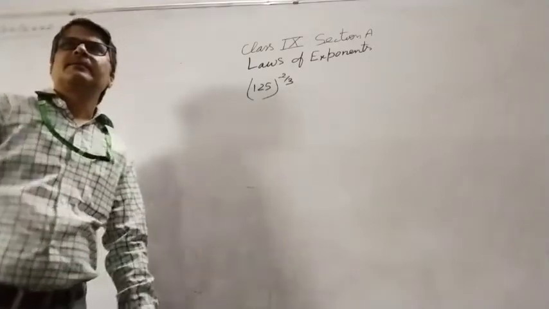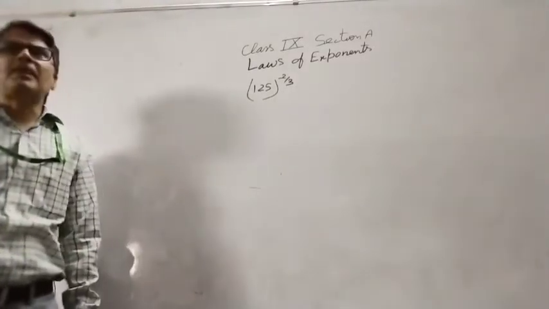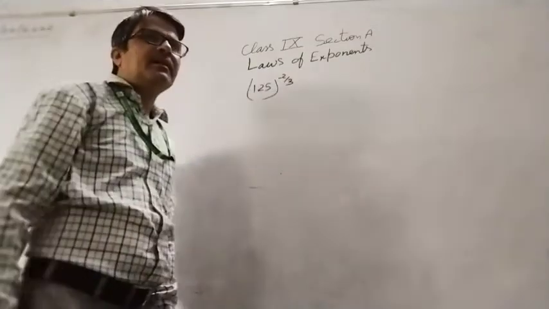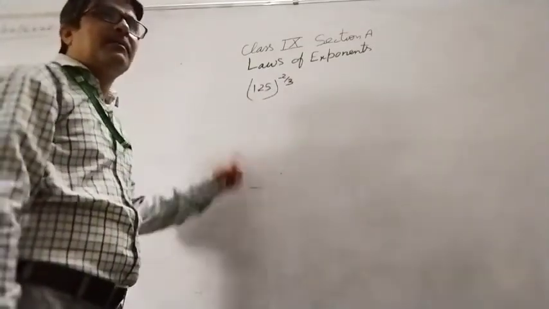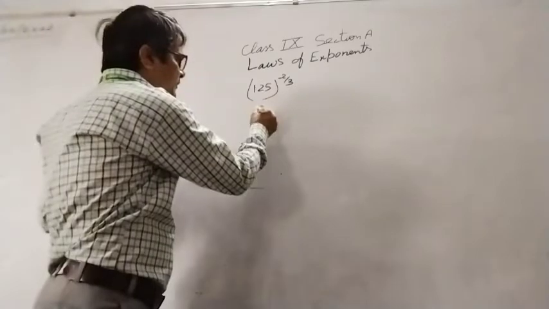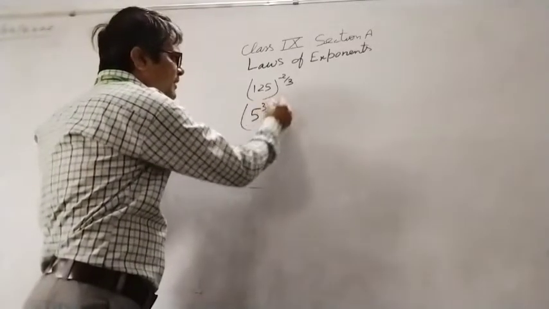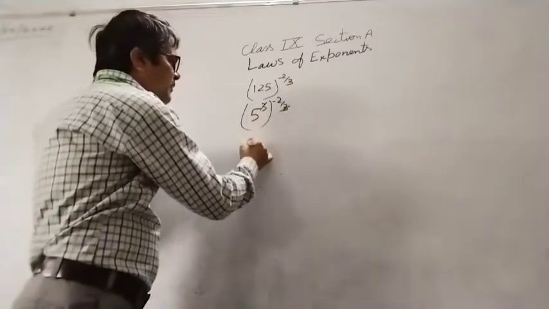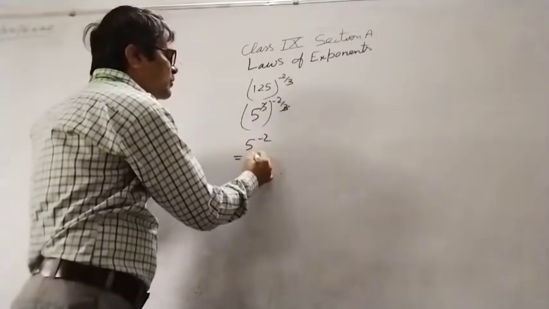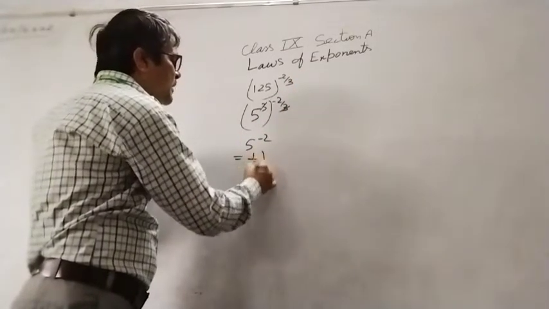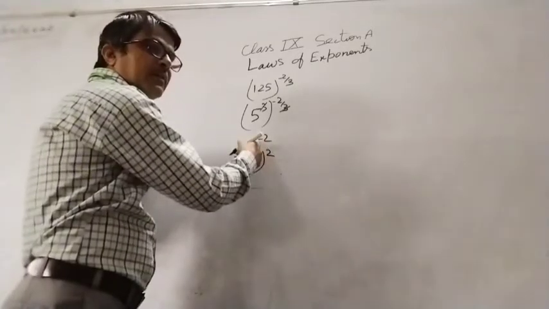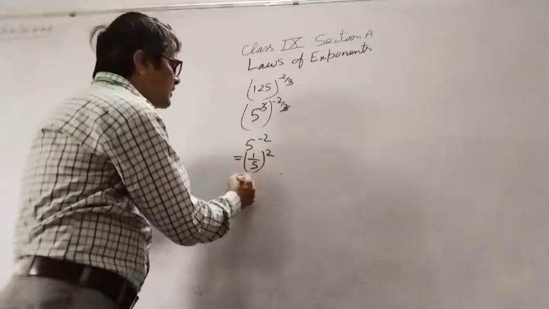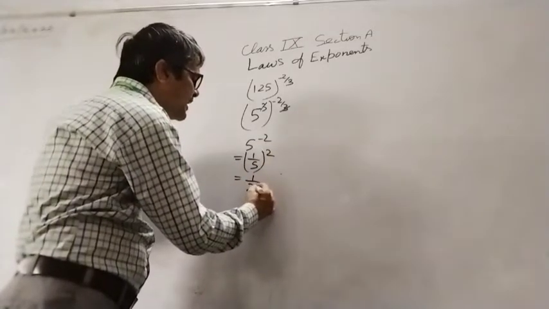Next one, 125 power minus 2 by 3. Here in the denominator there is 3. You have to think 5 power 3. Then 5 power minus 2 is equal to 1 upon 5 power 2. The power is negative. To make it positive, you have to take the reciprocal. So your answer is 1 upon 25.